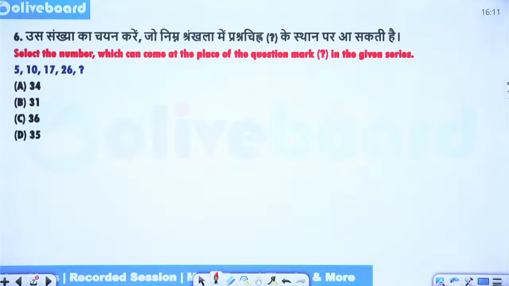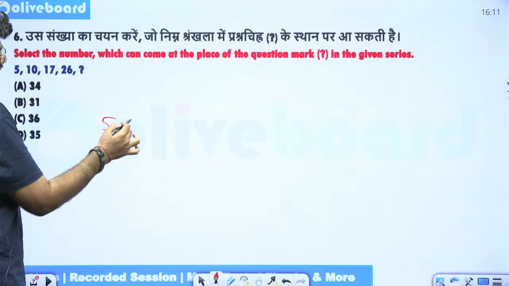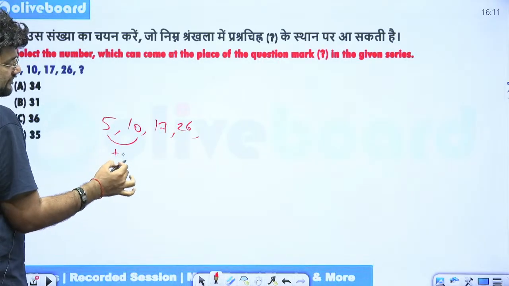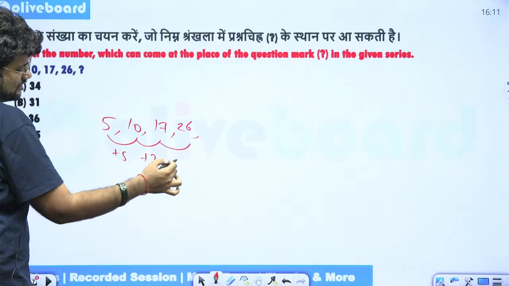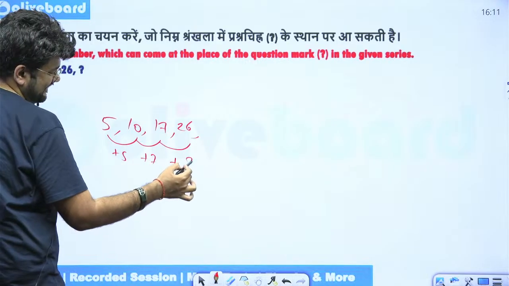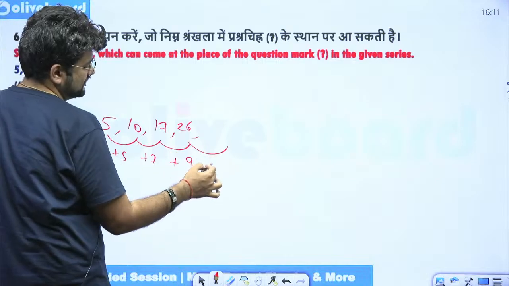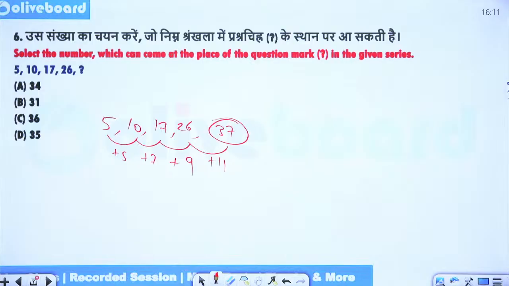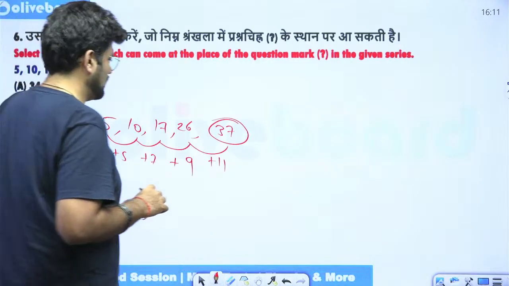Next. 5, 10, 17, 26. So plus 5, plus 7, plus 9, so plus 11. This is simple odd numbers. So this 37 will be the next answer. But 37 is not there. How come?